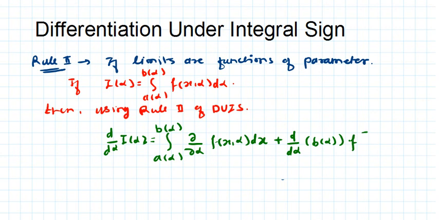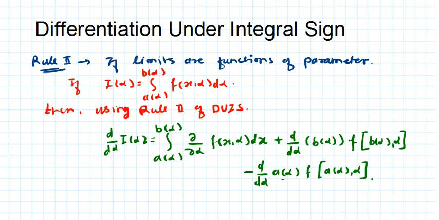of b of alpha comma alpha minus d by d alpha of a of alpha into f of a of alpha comma alpha. Okay, I will explain what it means.